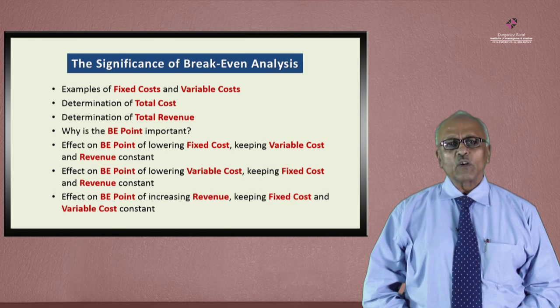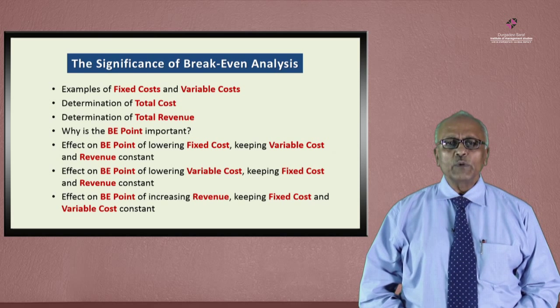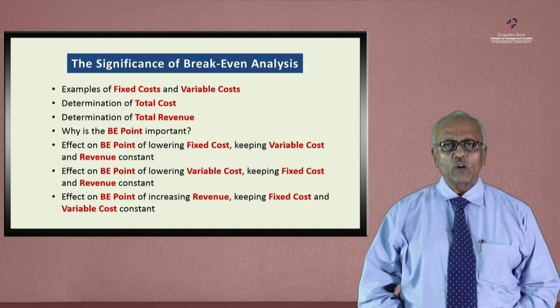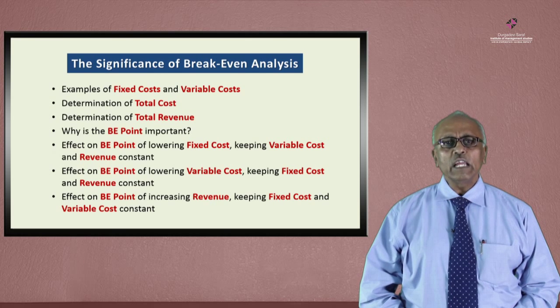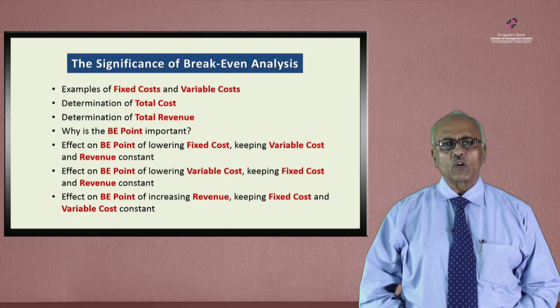How about the variable costs that you incur? The variable cost is basically linked to each unit that you manufacture. Examples of variable costs would be the labor cost per unit, or the energy consumption per unit, or the machine time per unit, or the raw material cost per unit. The sum total of the fixed cost and the variable cost gives you the total cost.